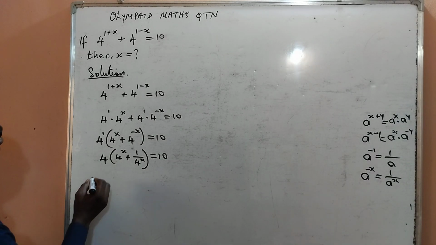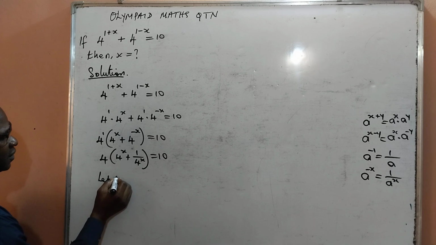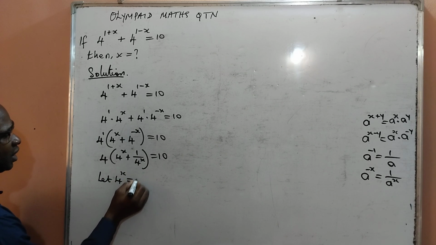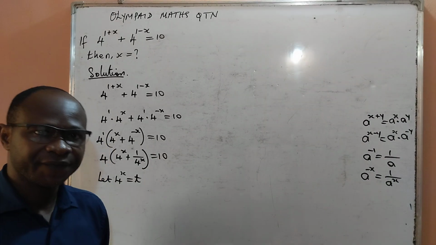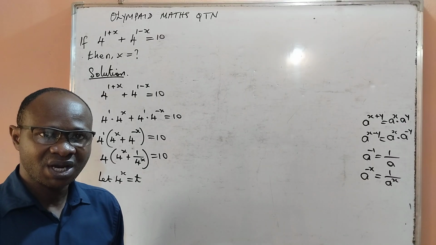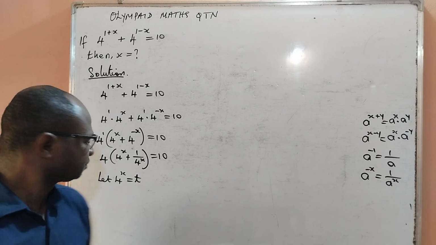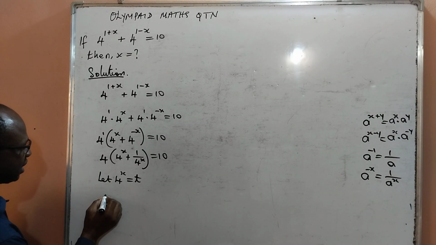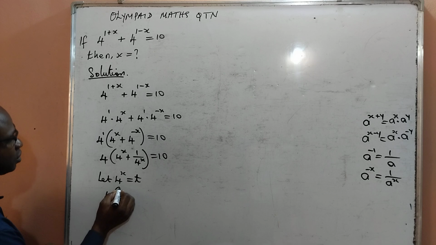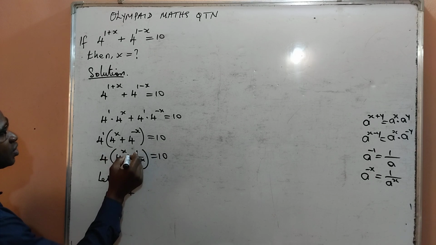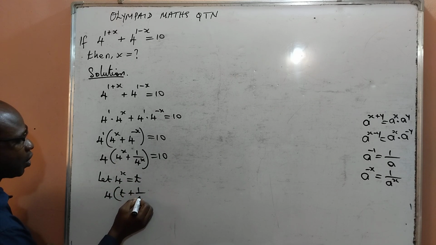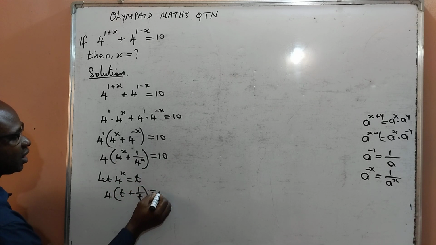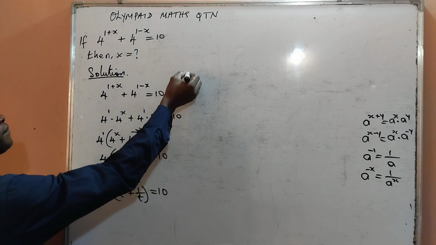At this point, let 4 to the power of x be equal to t, meaning that anywhere I see 4 raised to power x, I will represent it with the letter t, and that implies that I will have 4 into t plus 1 all over t, equal to 10.